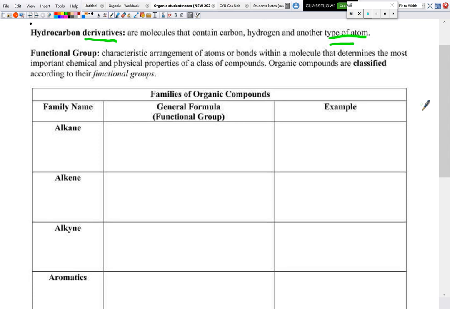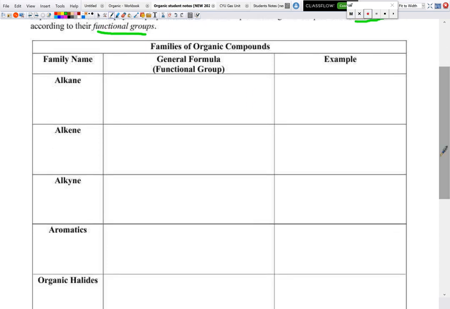Now, what we are going to be looking for are these things called functional groups. So this is a characteristic arrangement of atoms or bonds within a molecule that determines the most important chemical or physical property. So organic compounds are classified according to their functional groups, and the functional groups just tell us what family we have. So just by looking at the alkanes, our general formulas, we know we had carbon to carbon single bonds.